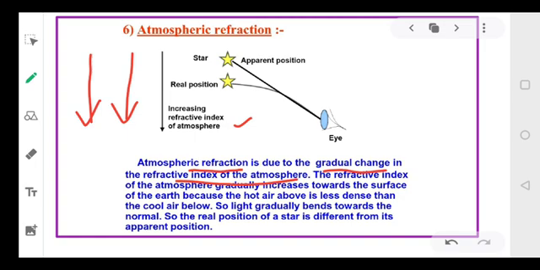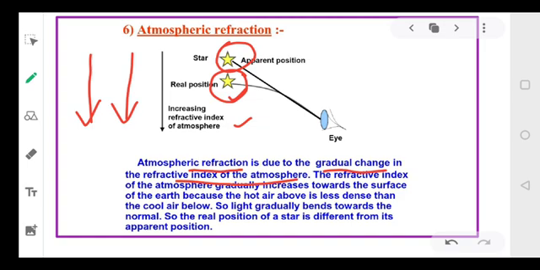And in the same way, when we look at the stars, since the speed of light is continuously decreasing, we see the star is actually present at this position, but we see it a little bit higher in the sky. Okay, stars are actually lower, but because of atmospheric refraction they appear higher to us.